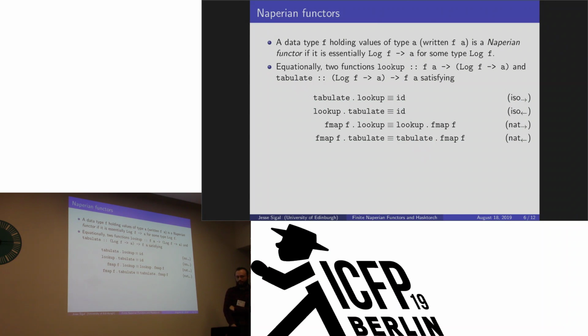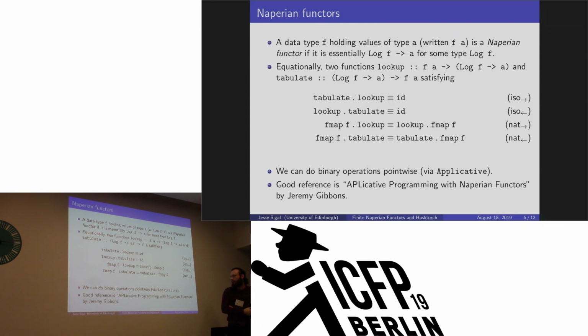And this fmap is a normal sort of array-based map where everything works pointwise. And of course, we can also do binary operations pointwise as well. And this is the same applicative instance as it is for functions. But yeah, a good reference is Applicative Programming with Naperian Functors. So let's give some examples.